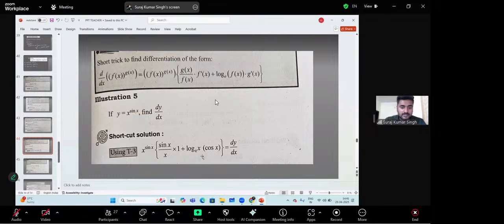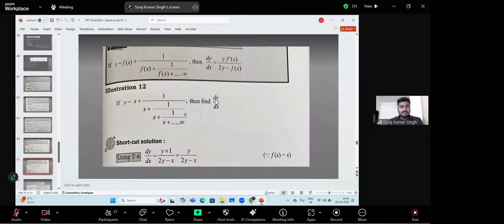So you can realize that the differentiation for the competitive level, by using the tricks, we can get very easily, right? Okay, let us see another trick also.